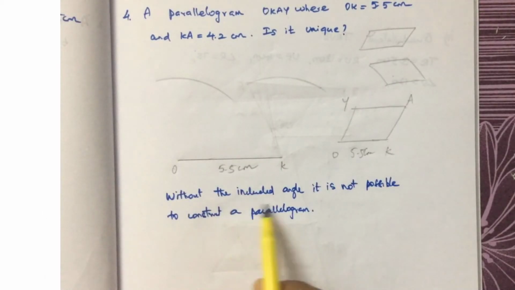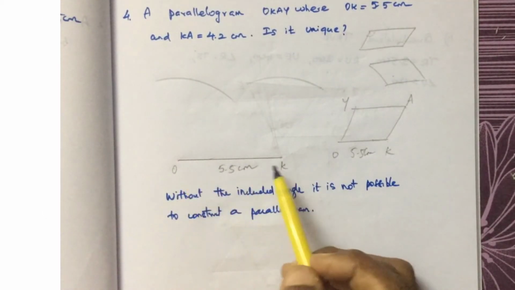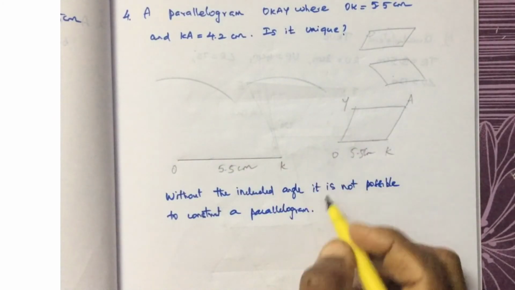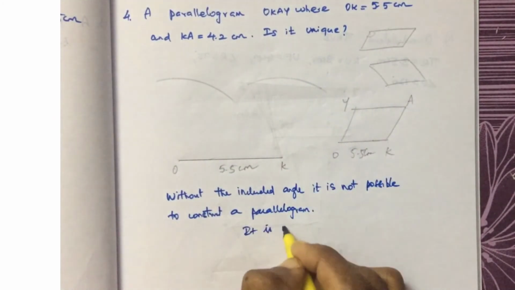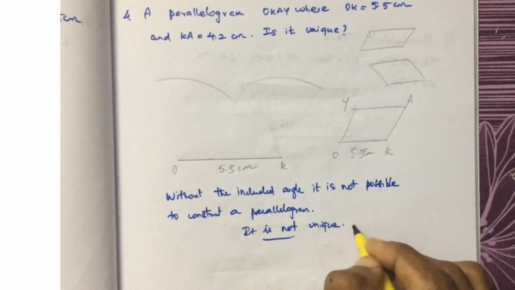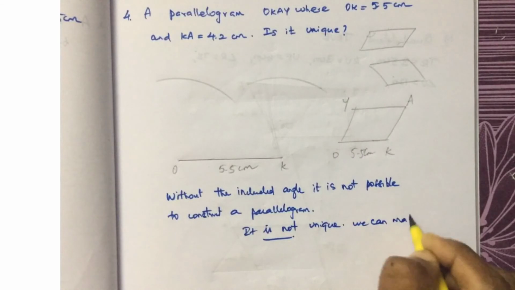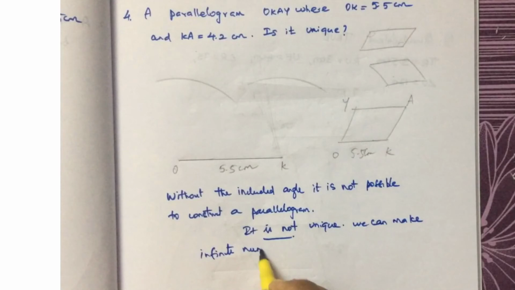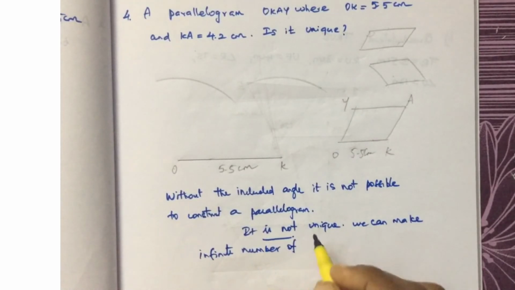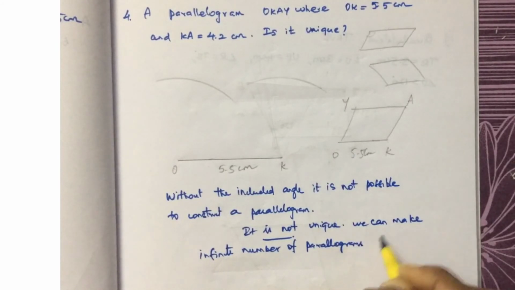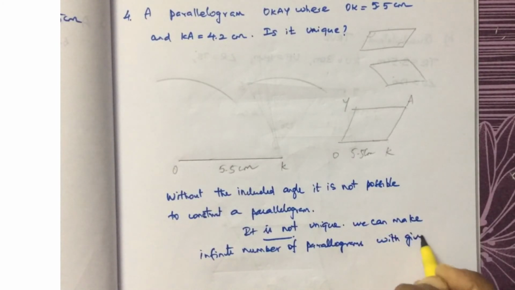Without the included angle, it is not possible to construct a parallelogram. The question is, is it unique? It means it is not unique, because we can make an infinite number of parallelograms with the given sides.